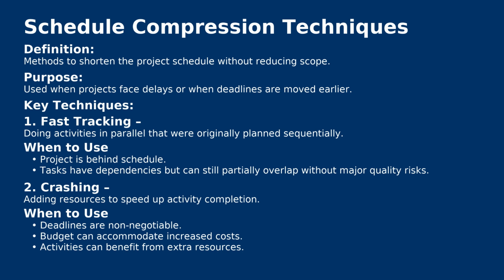Let's talk about fast tracking, which is one of the schedule compression techniques. Fast tracking refers to a technique where you are going to perform activities in parallel that were initially scheduled to be sequential. You need to be aware of the schedule network diagram. You should take the critical path activities which were originally planned to be done one after the other, or sequentially, and you're going to execute them parallelly.